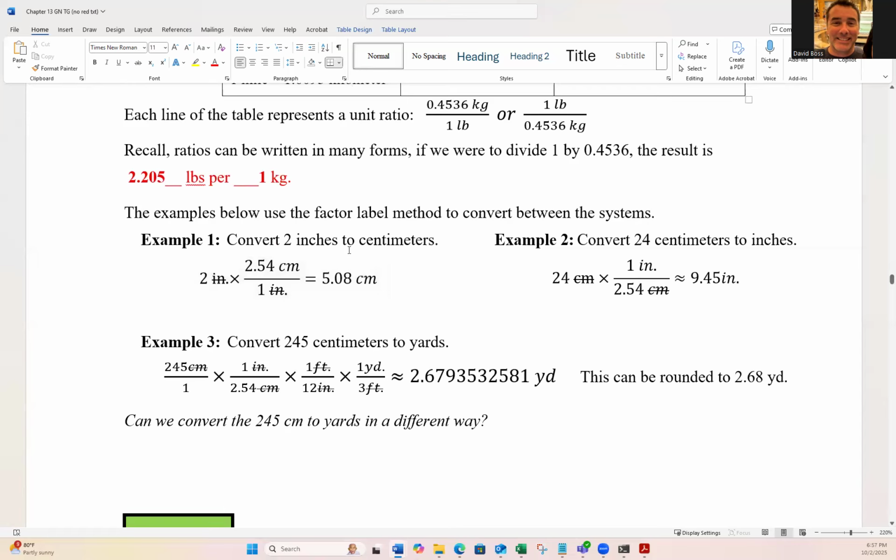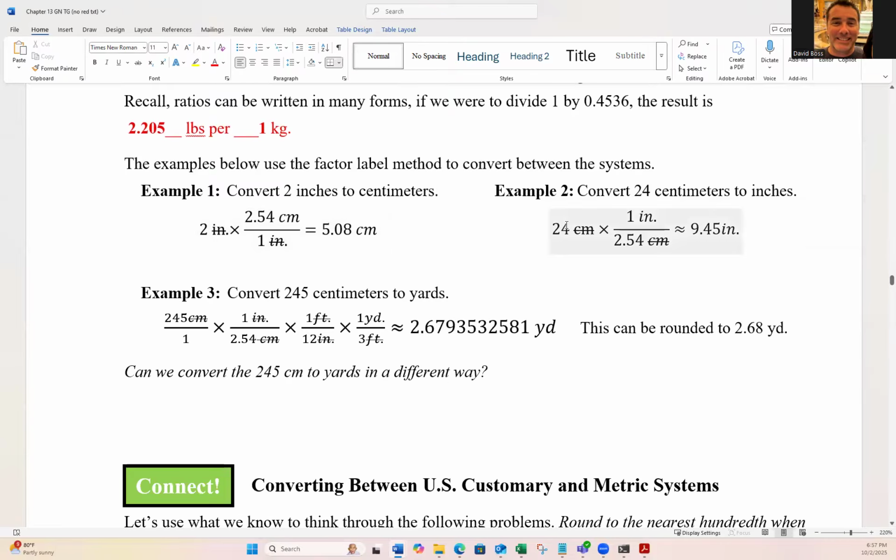Convert 2 inches to centimeters. You set it up just like we were doing before. 2 inches times 2.54 centimeters over 1 inch because you want inches to cancel. Inches divided by inches. So now you have 2 times 2.54 centimeters divided by 1, which equals 5.08 centimeters. 24 centimeters to inches. 24 times 1 inch over 2.54 centimeters. And the centimeters cancel out. You have 24 times 1 inch divided by 2.54, which gives you 9.45 inches.